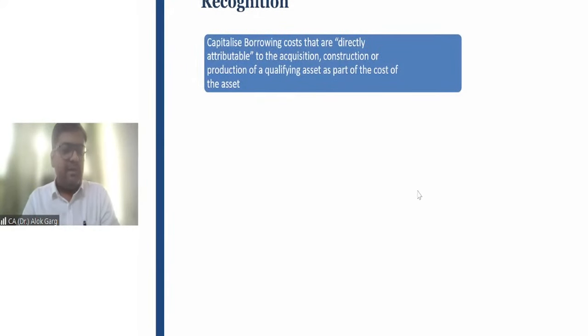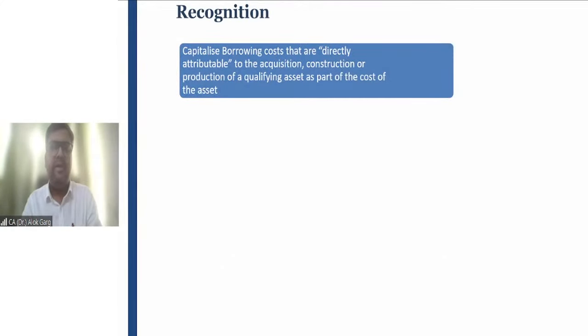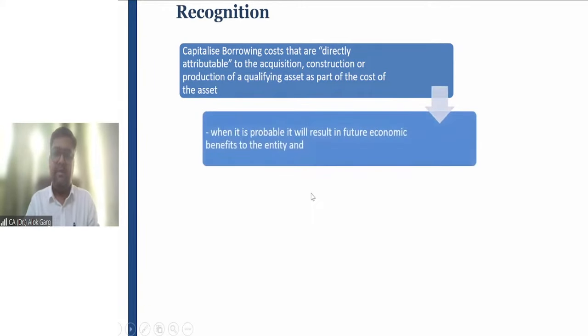Friends, so we understood the meaning of borrowing cost. We understood the meaning of qualifying asset. Now let us understand the recognition concept. And recognition concept is very simple, which we have already discussed. We need to capitalize the borrowing cost, which is directly attributable to the acquisition, construction, and production of a qualifying asset as a part of the cost of the asset, right?